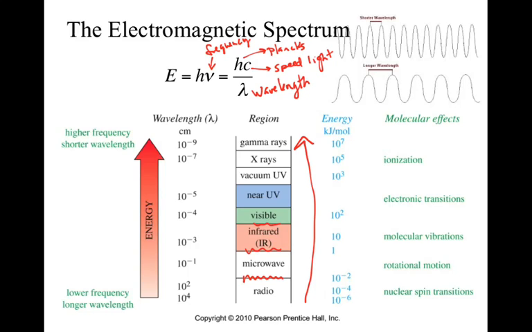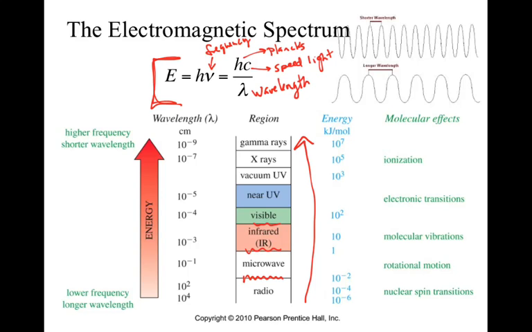Important things to recognize: our gamma rays are going to be our highest energy, which also means the highest frequency, but the lowest wavelength. Okay, so we get that inverse relationship that, if you happen to remember this equation, is easily derivable by just picking some numbers.